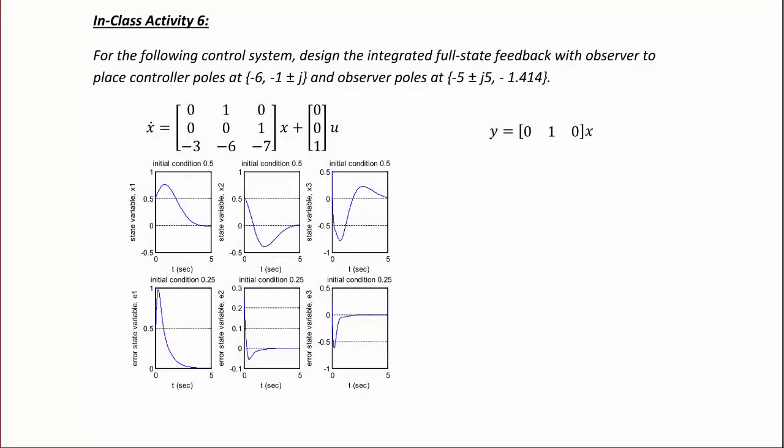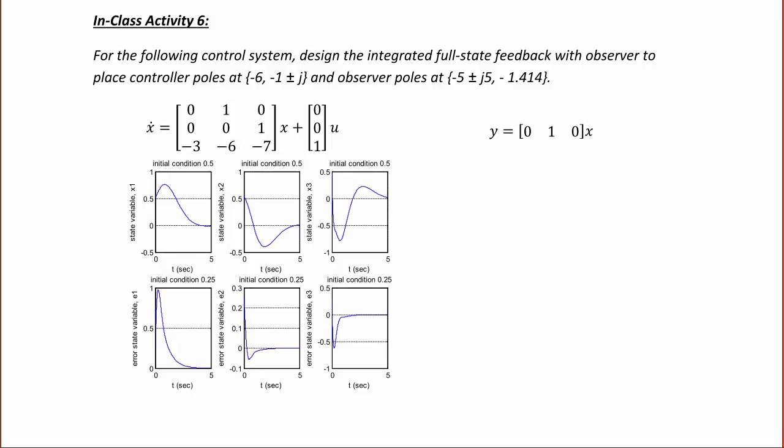Now we will start our second to last example in class activity 6. For the following control system, design the integrated full state feedback with observer to place controller poles at -6, -1 plus or minus j, and observer poles at -5 plus or minus j5, -1.414. So as before, the first thing I will do is examine the results. So we have x dot equal to [0, 1, 0; 0, 0, 1; -3, -6, -7] x plus [0; 0; 1] u, and y equals [0, 1, 0] x, which means that the second state is the output of the system.